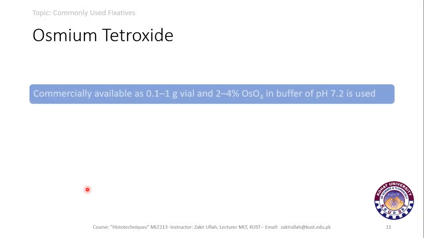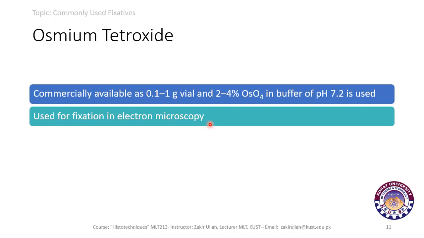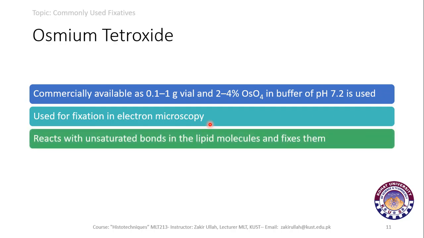Osmium tetroxide is the next commonly used fixative, and it is commercially available as a 0.1 to 1 gram vial. 2 to 4% osmium tetroxide is used in buffer of pH 7.2. Osmium tetroxide is also used for the electron microscopy of the tissues, just like glutaraldehyde, and it reacts with the unsaturated bonds in the lipid molecules and fixes them.